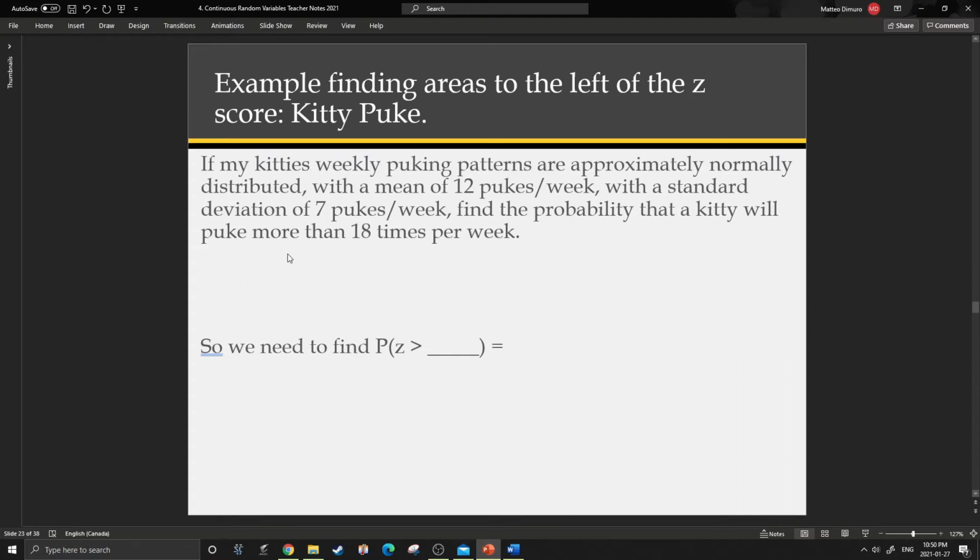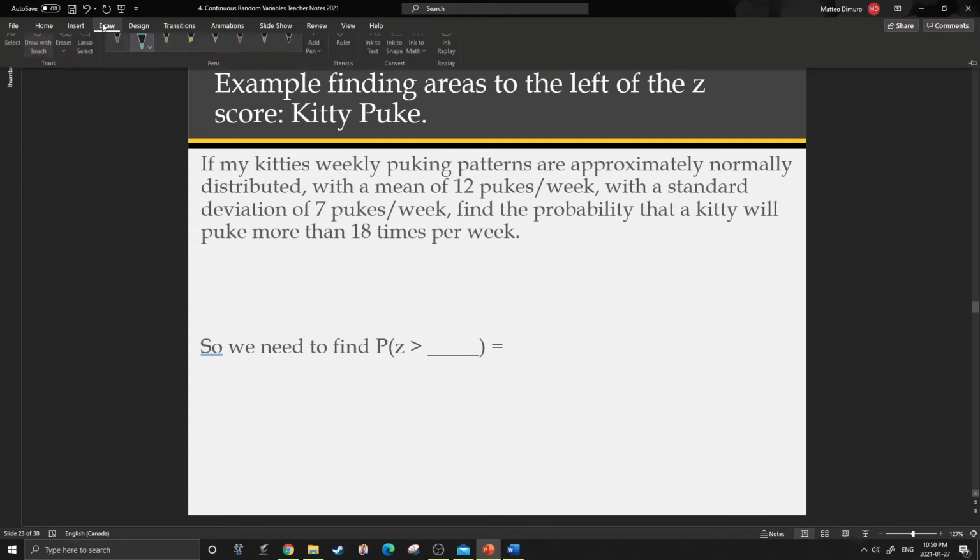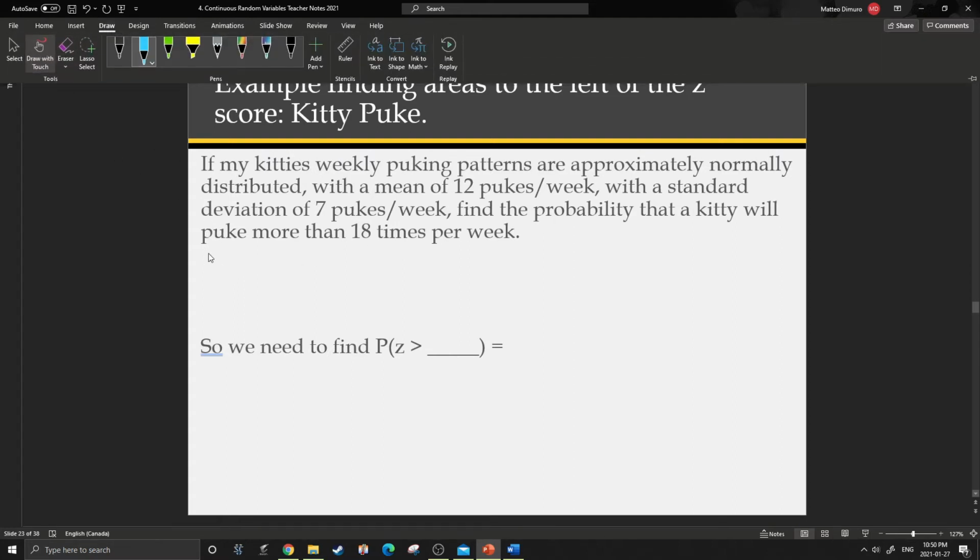So, what are we going to do? What are we going to do? Well, it says it's normally distributed, so we can go ahead and use our fancy formula, this one.